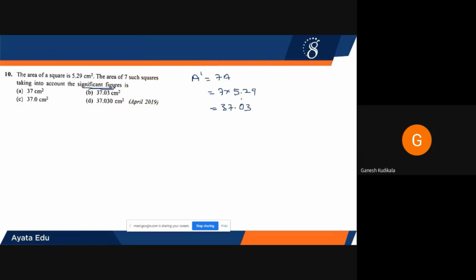But actually the given area contains only 3 significant figures. So this also should contain 3 significant figures. Hence, on rounding off, this can be written as 37.0. If I write only 37, significant figures will be 2 only. It will be once again violating the rule. That's why I have to go for 37.0 centimeters square. So it's quite simple one.